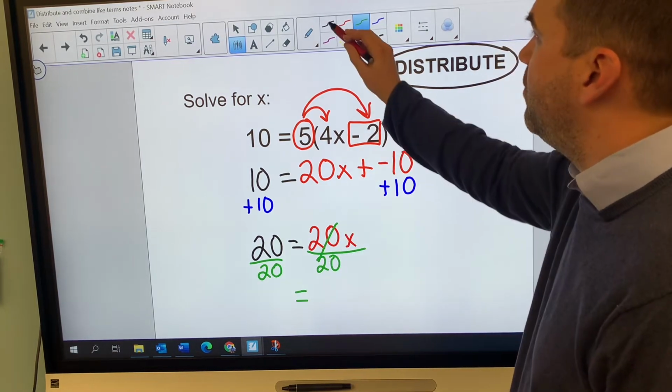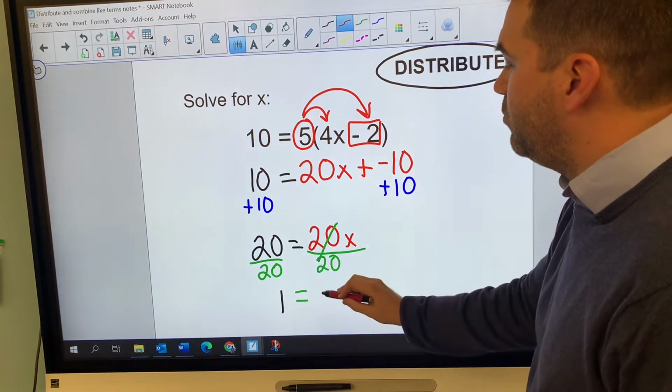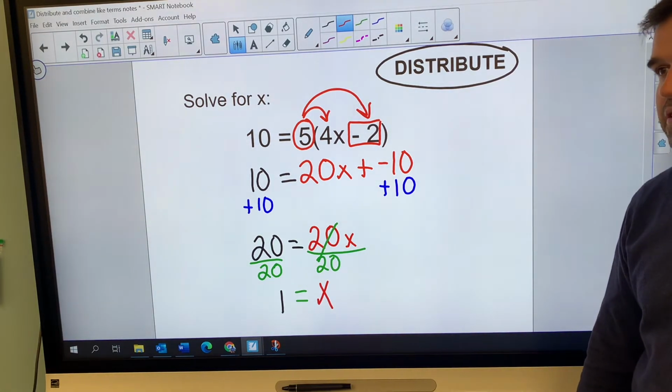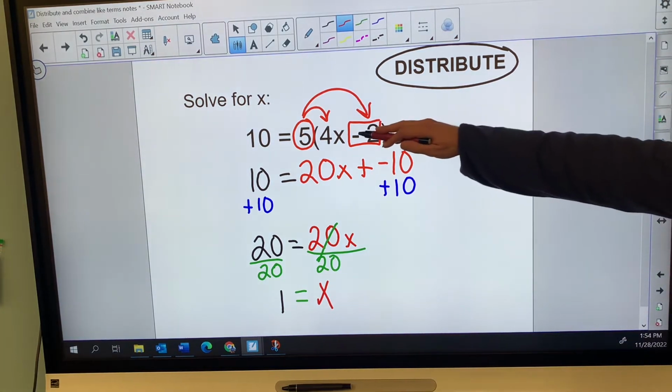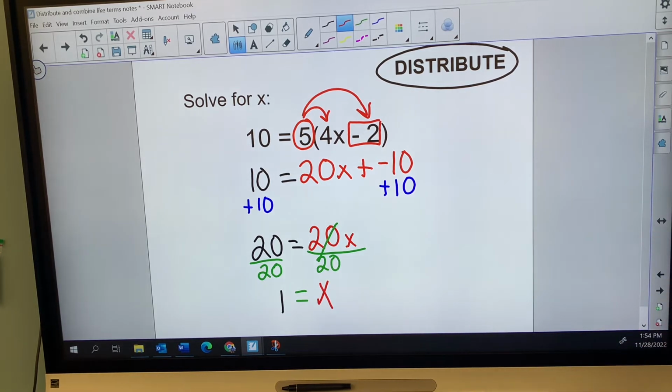And I'm going to end up with 20 divided by 20 is 1, and 20 divided by 20 is 1x. Remember, when there's just an x by itself, it means there's 1x. So here again, we start by distributing, sets up a two-step equation, solve that two-step equation.